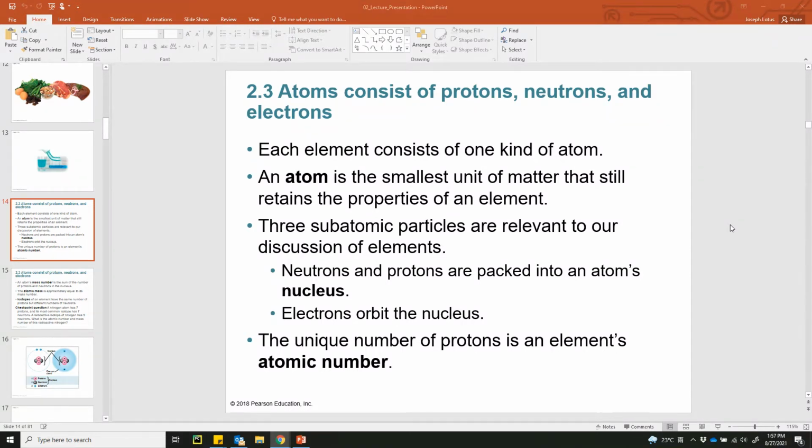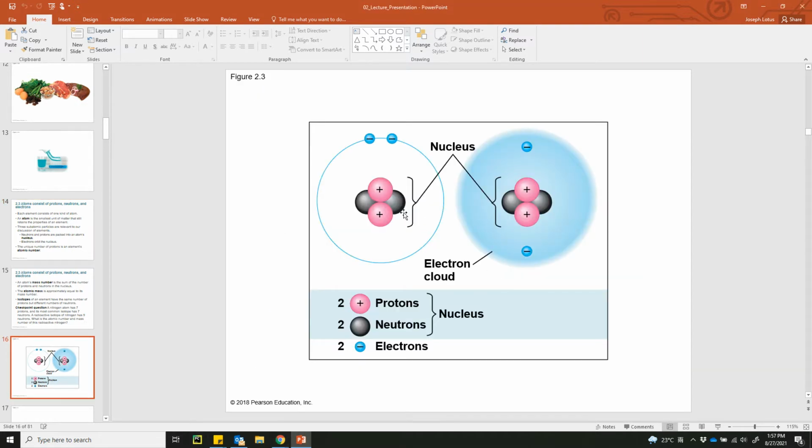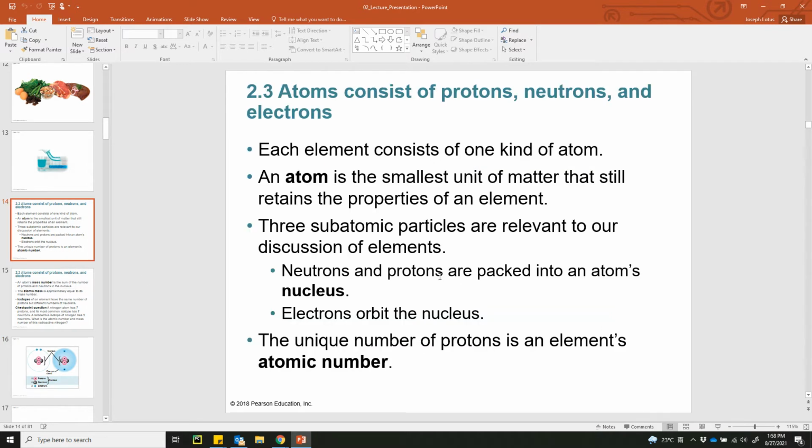And there are three subatomic particles that we will talk about in this class. We will look at the protons and neutrons. As you can see here, these are in the middle of the atom, and this forms what's called the nucleus of the atom. Now, don't get this confused with the nucleus of a cell. That's a very different thing. This is the nucleus of an atom. And if you look at the outside of the atom, you can see electrons. Electrons orbit around the nucleus, which means they go around the nucleus. So the protons and neutrons are in the middle, the electrons are on the outside.